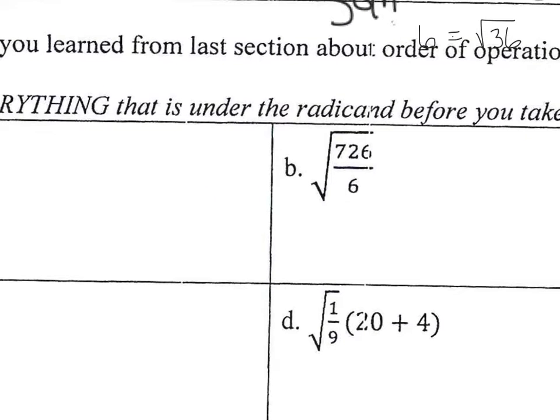Okay, letter B. What I'm going to do is I'm going to reduce this first. Can I divide 726 by 6? Yep. That's a 121. So the square root of 121 is 11.